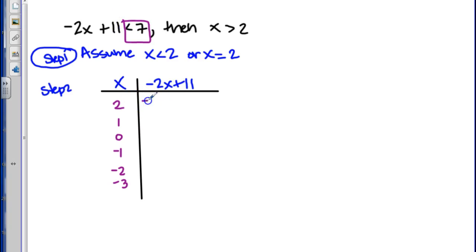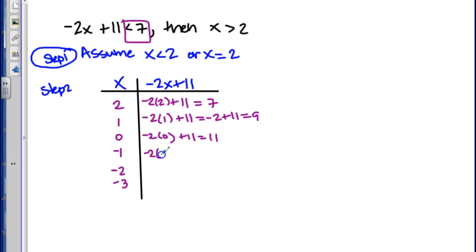All right, so when I plug in 2, negative 2 times 2 plus 11. So negative 4 plus 11 is 7. Nope, it's not less than 7. It's equal to 7. All right, so let's plug in 1. Negative 2 times 1 is negative 2 plus 11 is 9. Nope, still not less than 7. When I plug in 0, my numbers are getting bigger now, aren't they? When I plug in negative 1, I get positive 2 plus 11, 13. This is getting worse. All right, and then 15, and then 17.